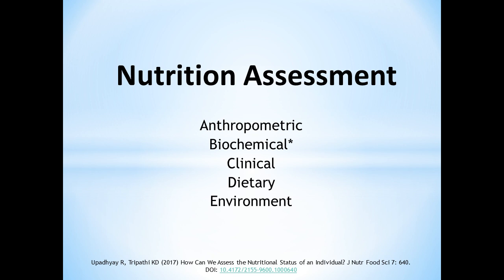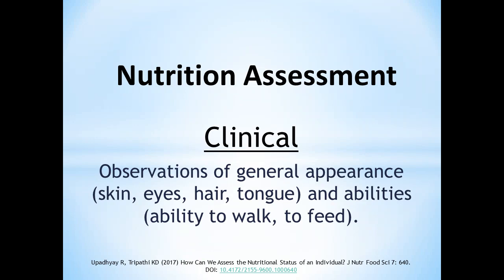ABCDE method. A is for anthropometrics, B, biochemicals, C is for clinical, D is for dietary, and E is for the environment. I want to take a minute here and quickly review the elements of the clinical assessment, and I'm doing this because of the results from the weekly class survey. I think some of you might benefit from reviewing this.